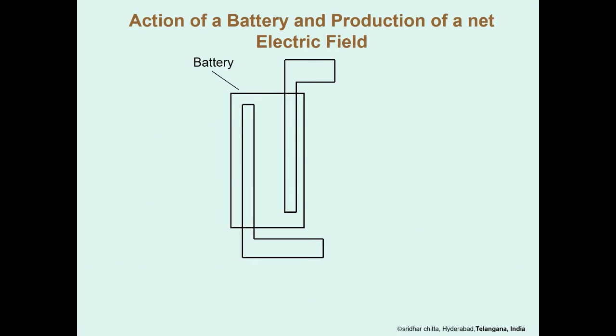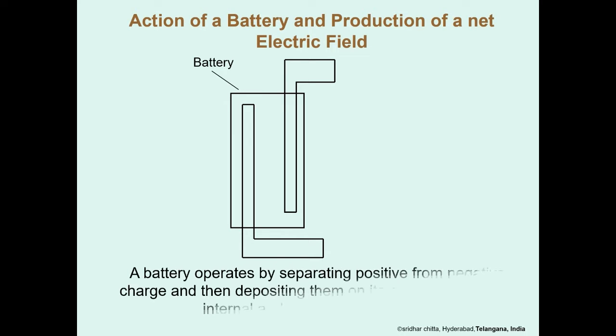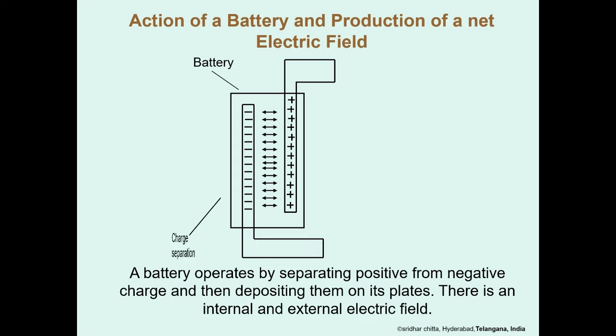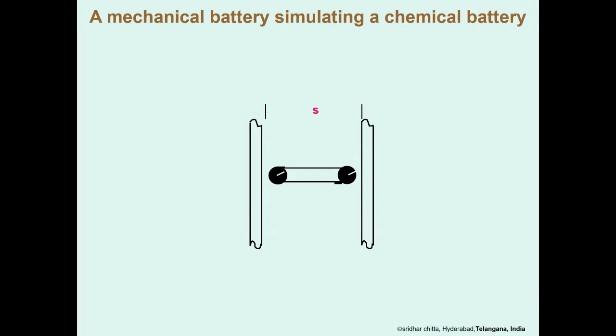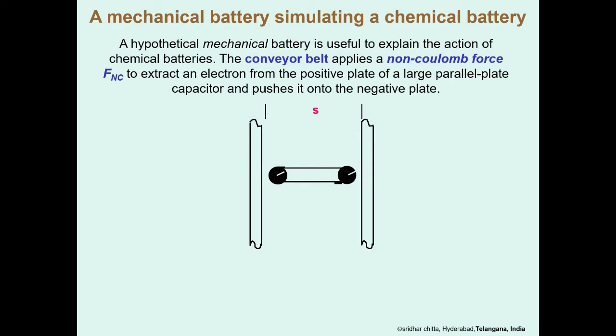Action of a battery and the production of a net electric field. A battery operates by separating positive from negative charge and then depositing them on its plates. There is an internal and external electric field. A mechanical battery simulating a chemical battery. A hypothetical mechanical battery is useful to explain the action of chemical batteries. The conveyor belt applies a non-coulomb force Fnc to extract an electron from the positive plate of a large parallel plate capacitor and pushes it onto the negative plate.